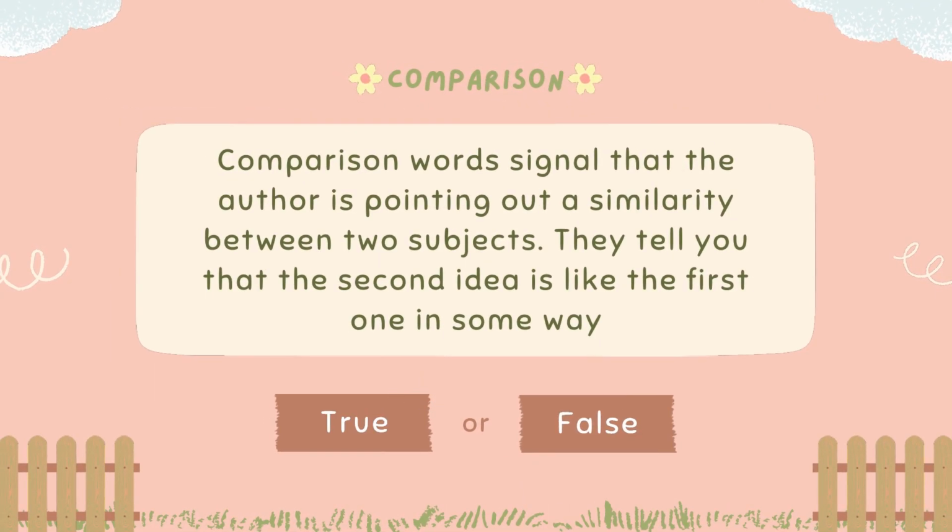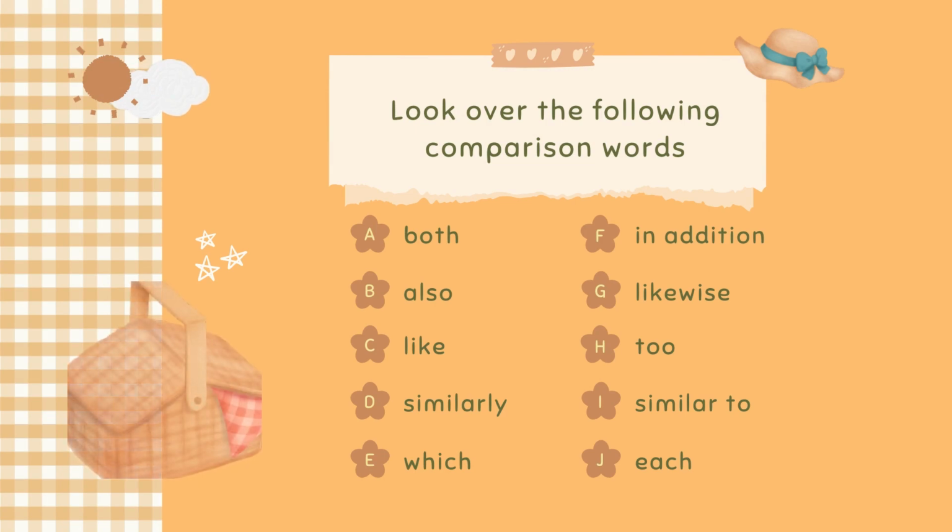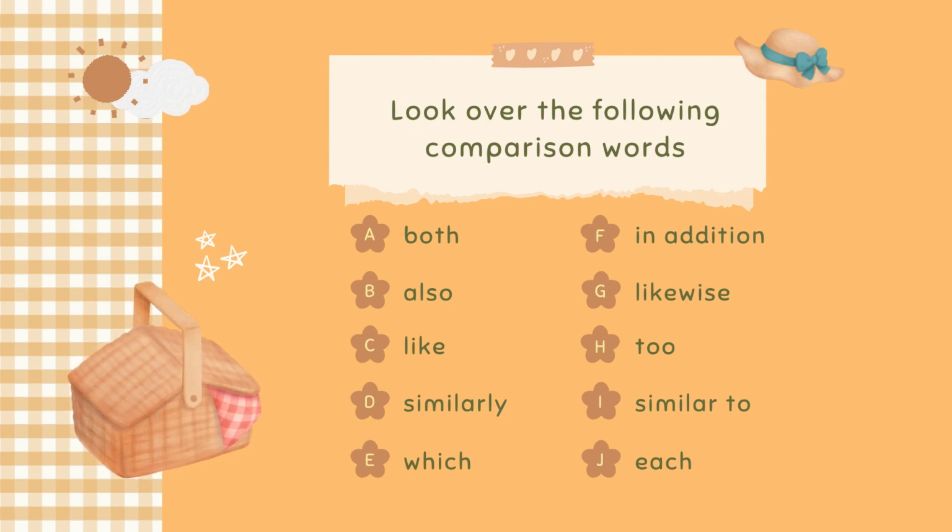So, first, comparison word signal. What is a comparison word signal? A comparison word signal shows that the author is pointing out a similarity between two subjects. They tell you that the second idea is like the first one in some way. Look over the following comparison words: both, also, like, similarly, which, in addition, likewise, to, as well as, similar to, much like, each, and so on.